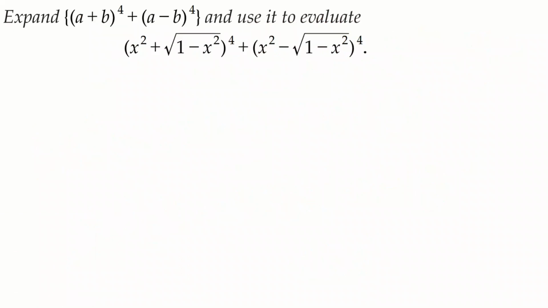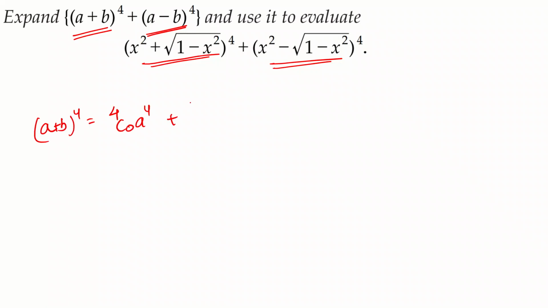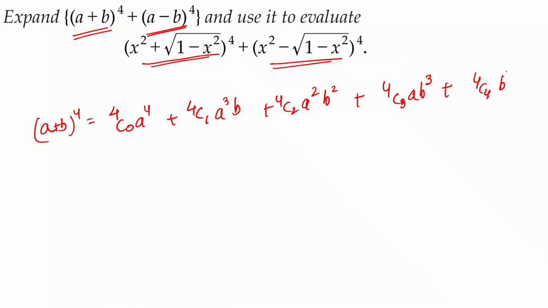Alright, so let's take up another question. a plus b whole to the power of 4 plus a minus b whole to the power of 4. We have to expand this thing and then use it to find out the value of this thing. Okay, so let's do whatever they are asking us. So what is the formula for a plus b whole to the power of 4? It will be 4c0 a to the power of 4 plus 4c1 a to the power of 3 b plus 4c2 a square b square plus 4c3 a b cube plus 4c4 b to the power of 4.